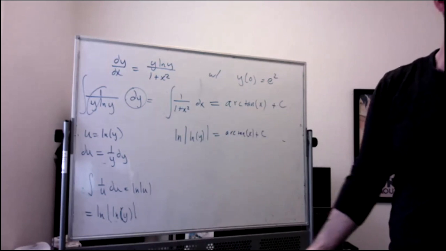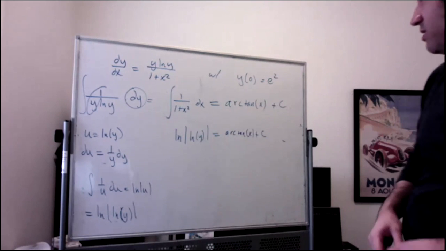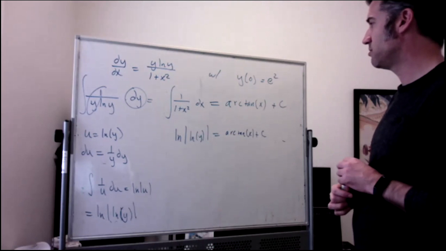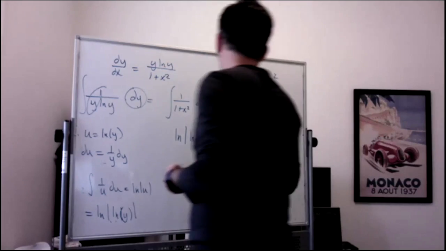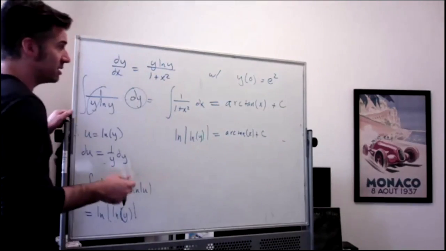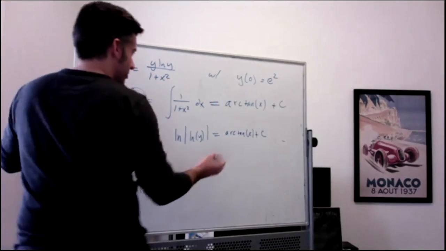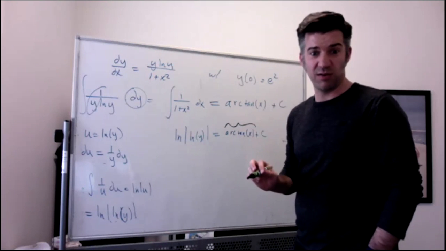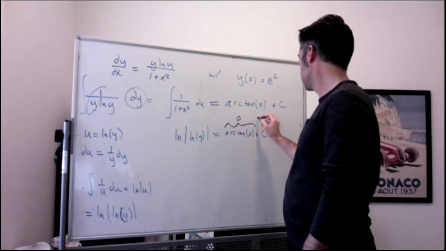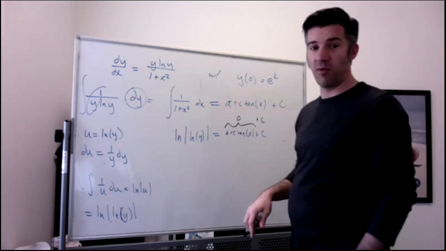Now, this brings up a good question. When do I want to solve for c? Do I want to try and solve for c now? Maybe. I could. If I solve for c now, I plug in 0 for x. An arctangent of 0 is 0. I plug in e squared for y.